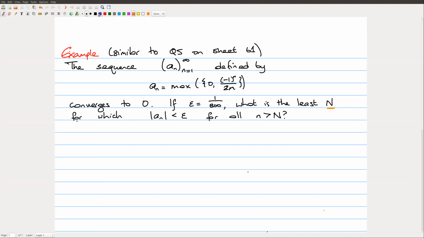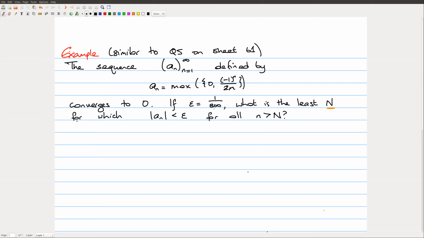What we're asked for in this particular version is, if epsilon is 1 over 800, what is the least capital N with the property that the absolute value of the term a_n of the sequence is less than 1 over 800, whenever little n is greater than capital N. The concept of convergence tells us that we can choose some N for which all the a_n after that point are within 1 over 800 of 0, so their absolute value is less than 1 over 800. Our question is, what's the smallest possible option for such an N? Because that's what we have to think about.